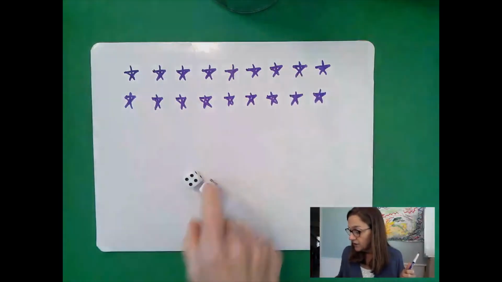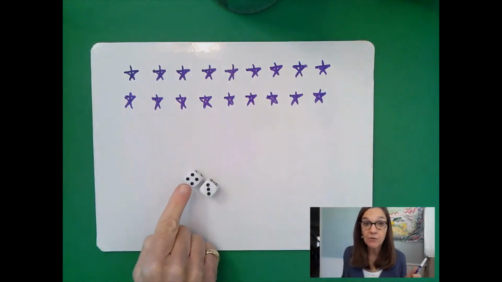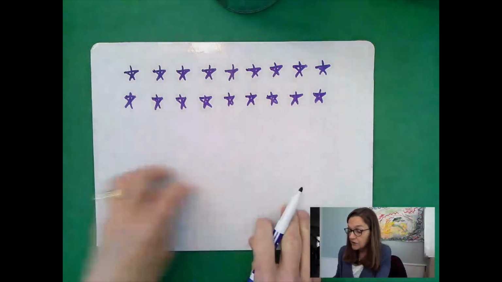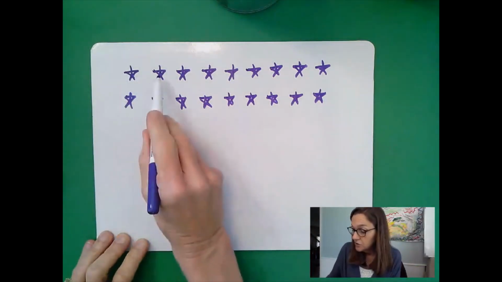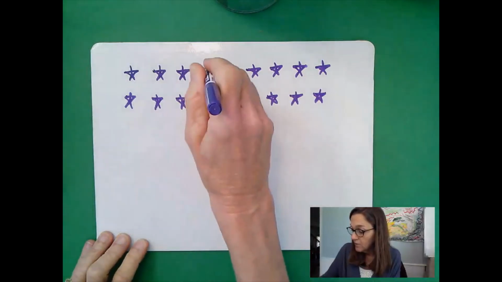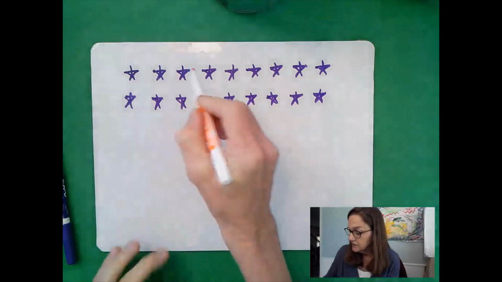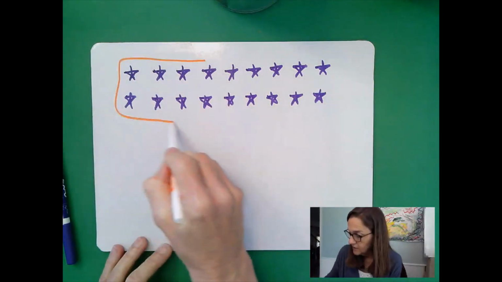I've got 3 and 4, that's a near double. 3 plus 3 is 6, 3 plus 4 is 7. So I'm going to circle 7 of them. 2, 4, 6, and one more makes 7. I'm going to circle 7 of them. Excuse me. Pull that open.